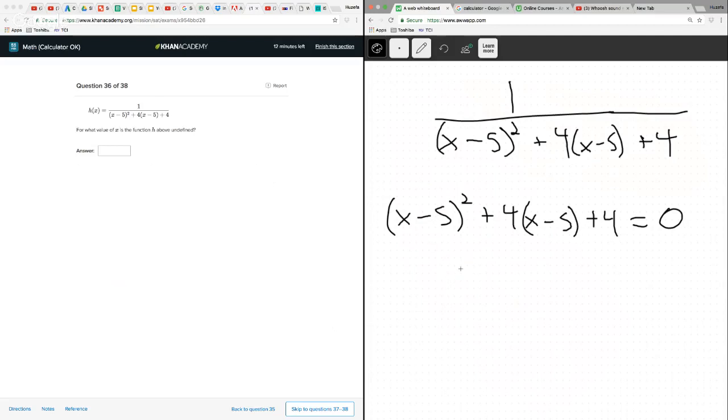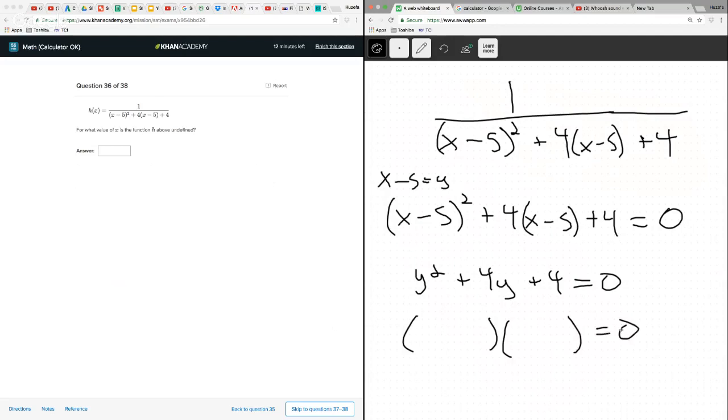Oh, I get it. We can literally do a little substitution and say x minus 5 equals y. So then this is y squared plus 4y plus 4 equals 0. This factors into y plus 2, y plus 2. That's a perfect square. So this is y plus 2 equals 0. And then we substitute x minus 5 back in.